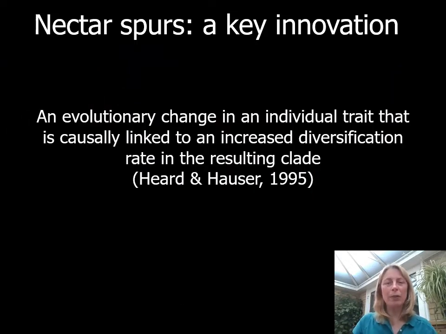So what do we mean by the idea of a key innovation? Well, it's a phrase that's been defined as an evolutionary change in a trait that is causally linked to increased diversification in the resulting clade. So the idea is that if you evolve nectar spurs, then all of the species descended from that individual species that evolved a nectar spur should be radiating much more quickly. So we should get more species in a group with nectar spurs than in a group without nectar spurs. That's the idea of a key innovation.